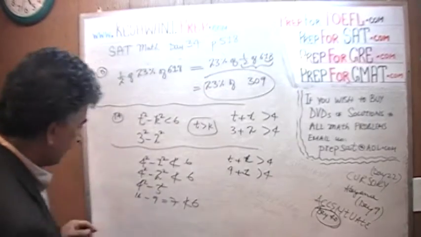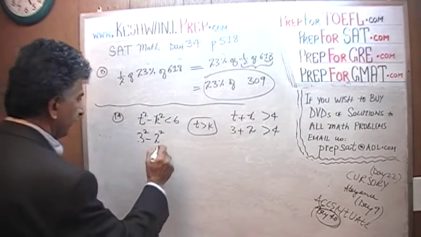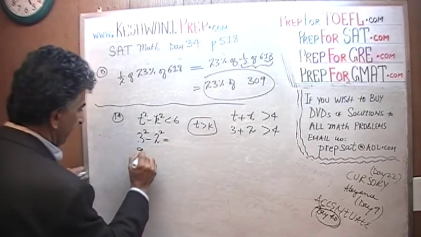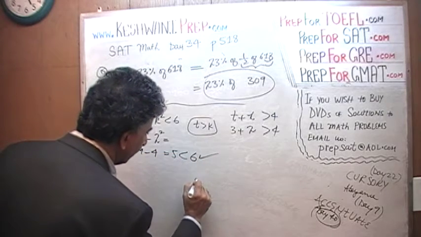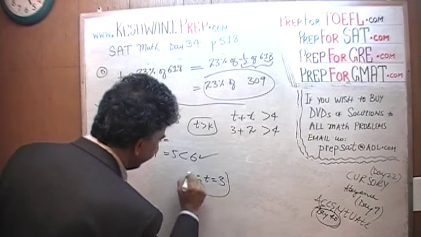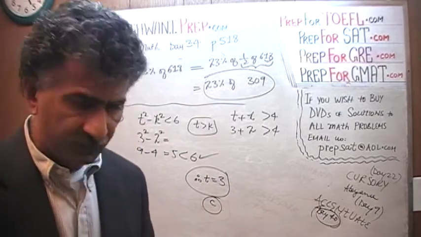Let me erase this part, the part that doesn't work. This thing does work, 9 minus 4, which is 5, which is less than 6. It does work, and therefore t equals 3. The answer is C. Alright? That's it, we are done with this page. This was a nasty page.